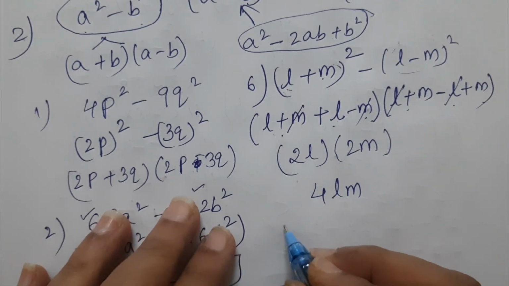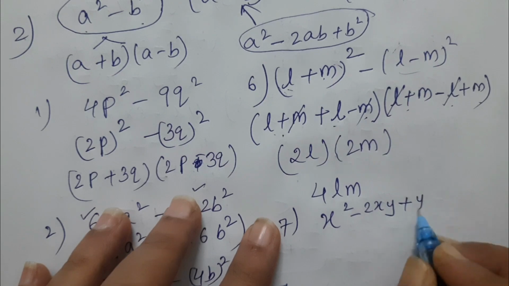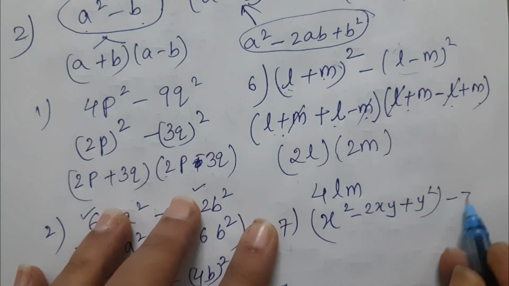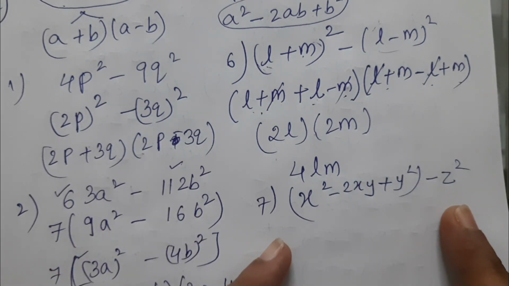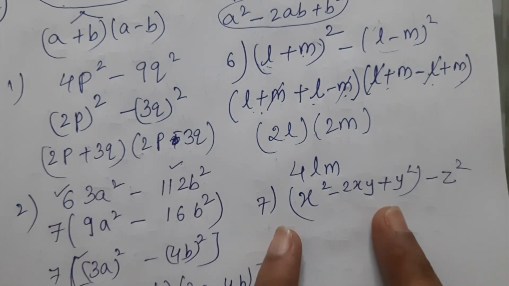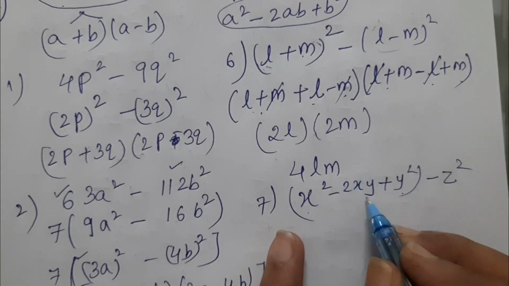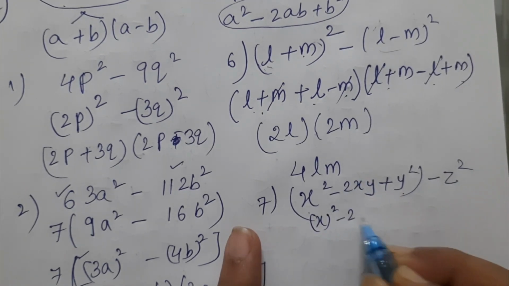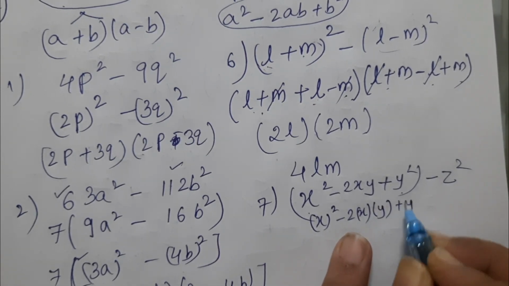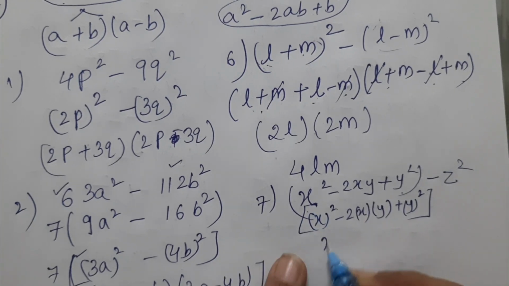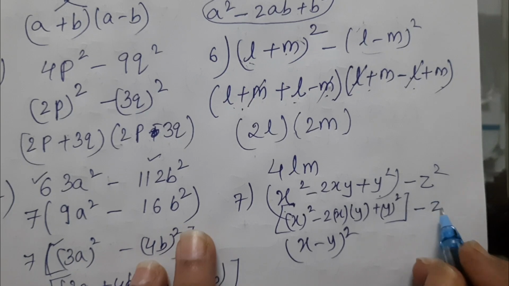Now the next question, it's given x square minus 2xy plus y square and then minus z square. Again there may be confusion how to get it in whole square form or a square minus b square. Here the two sums got mixed. You can see the first and last terms are in square form and 2ab is also there. So we are going to make the first whole square identity, that is x square minus 2xy plus y square, which is (x minus y) whole square. Now in continuation there is z, so we are making z square.